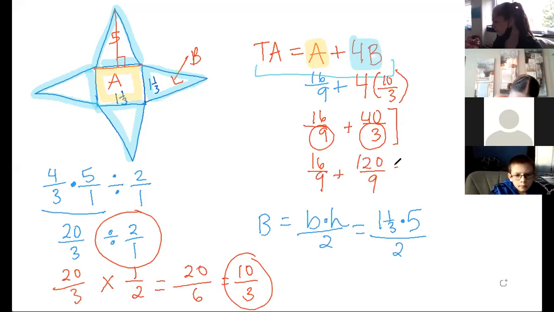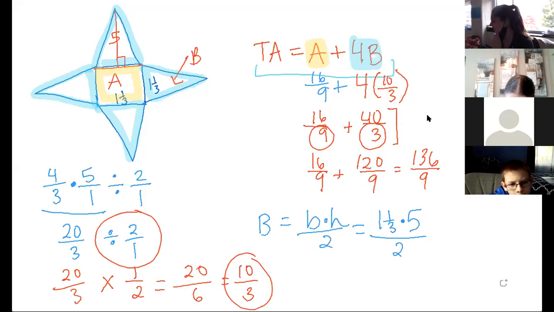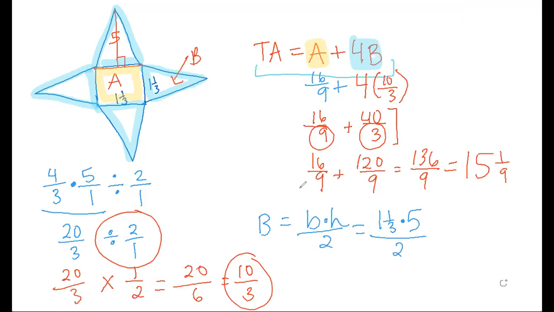Ooh, we're getting close. Can we combine them now? Yes. 136/9. Can that be simplified at all? How many times does 9 go into 136? Is it even or not? It's not even. Not a pretty whole number. I think it is just 15 times, 15 whole times with one left over.